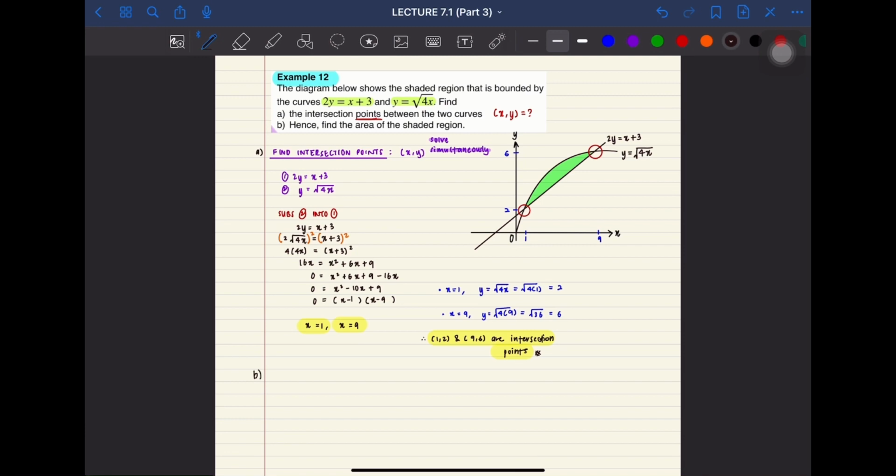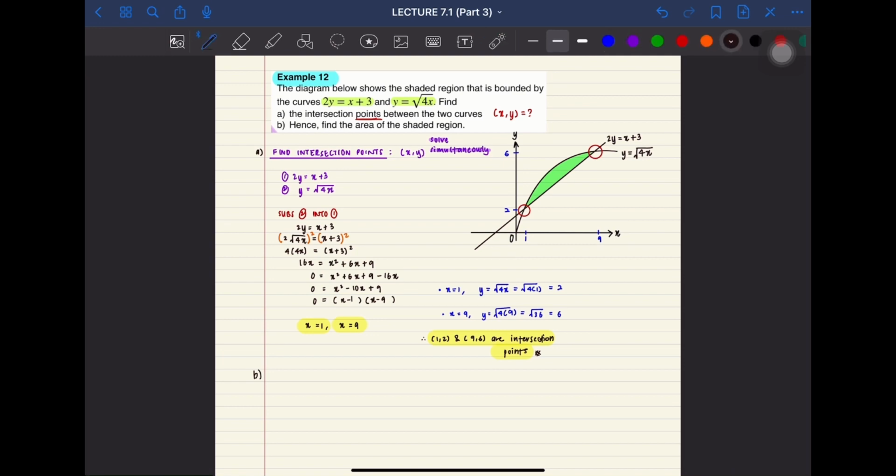Okay, so part B dia kata hence find the area of the shaded region. So ada hence dekat situ, maksudnya kita akan pakai balik apa yang kita dah cari tadi. Kita cari points, so kan intersection points tadi. So kita akan pakai balik limit yang dah ada tu. Okay, tu tak perlu nak cari balik.